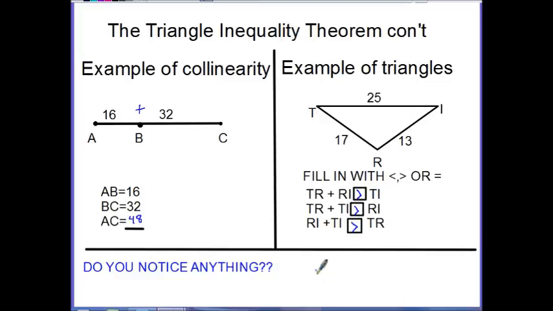And what do we notice about that? Well, here's one thing that I notice. If it's collinear, the sum of the two shorter ones is always equal to the longer one. And for our second one, if it forms a triangle, the sum of the two smaller ones is always going to be greater than the biggest. And that's what I noticed about that.